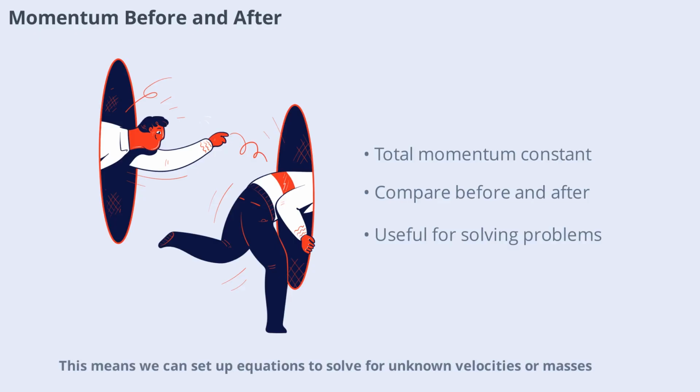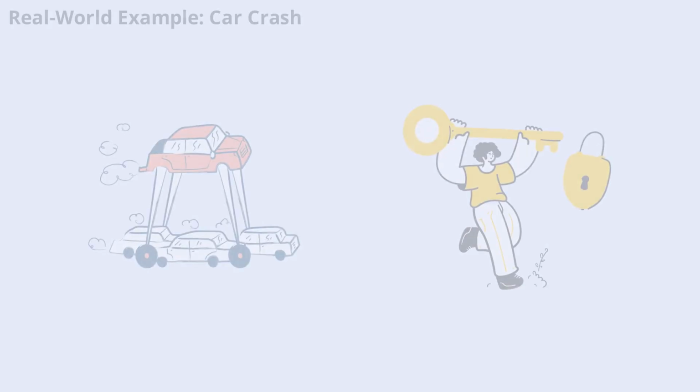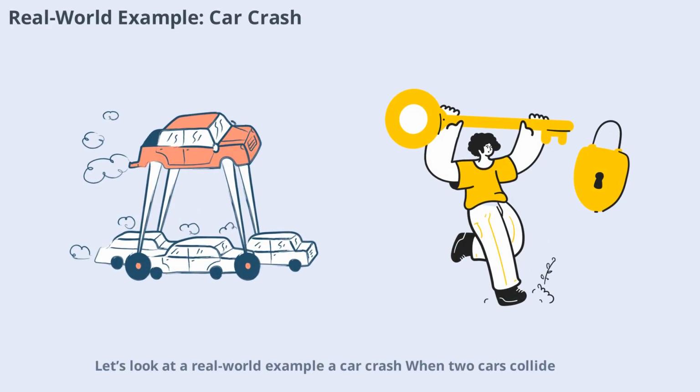This means we can set up equations to solve for unknown velocities or masses, making it a powerful tool in physics problem solving. Let's look at a real-world example, a car crash. When two cars collide, their combined momentum before the crash equals their combined momentum after, assuming no outside forces. By measuring the masses and velocities, investigators can reconstruct what happened during the accident. This principle is widely used in traffic accident analysis and vehicle safety research.